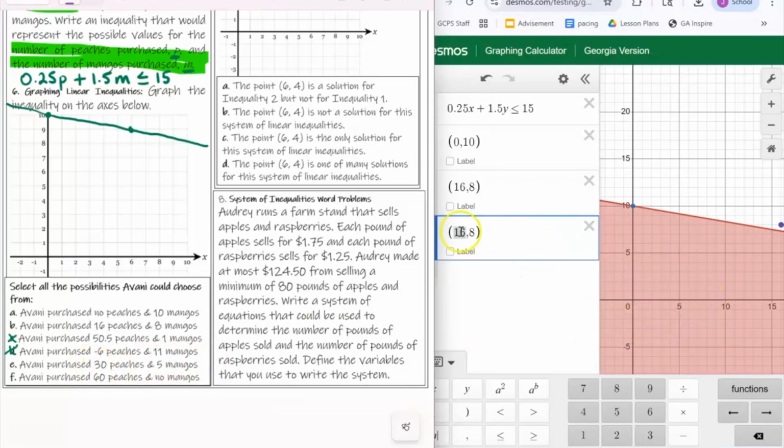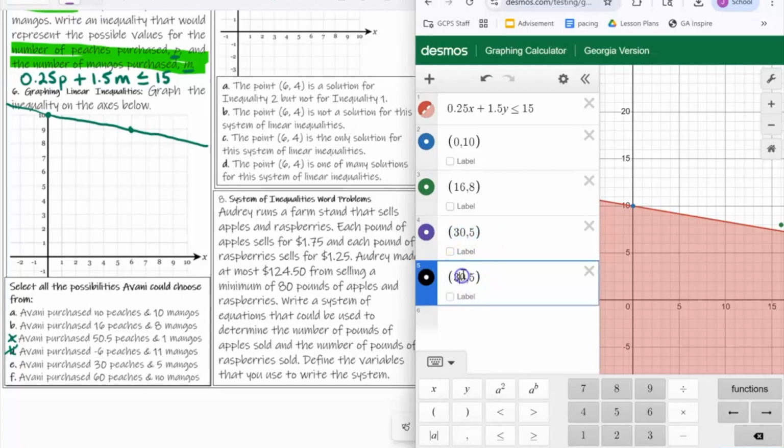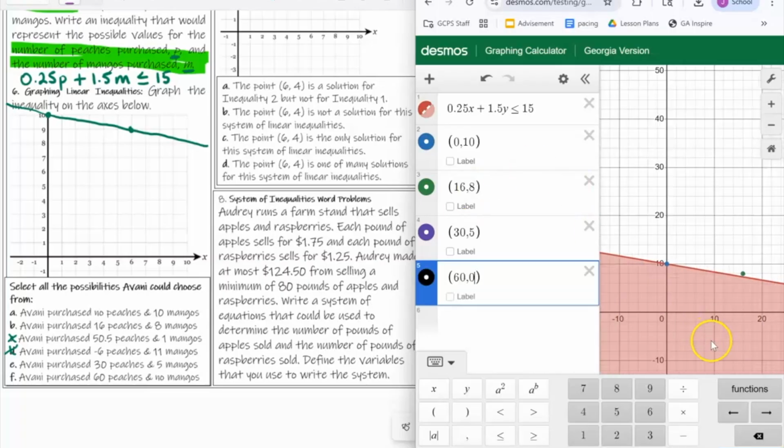All right, I can type the next one. So 30 and 5. And then the last one is 60 and 0. All right, let's zoom out and let's see what we got.